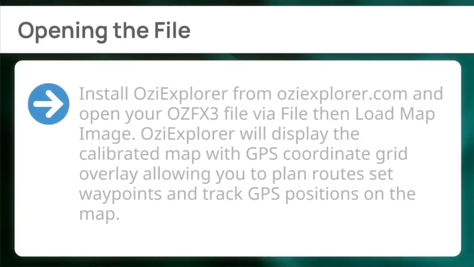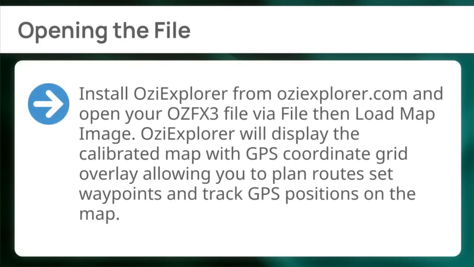First, opening the file. Install OziExplorer from OziExplorer.com and open your OZFX3 file via File, then Load Map Image. OziExplorer will display the calibrated map with GPS coordinate grid overlay, allowing you to plan routes, set waypoints, and track GPS positions on the map.